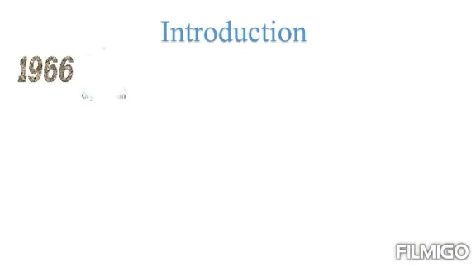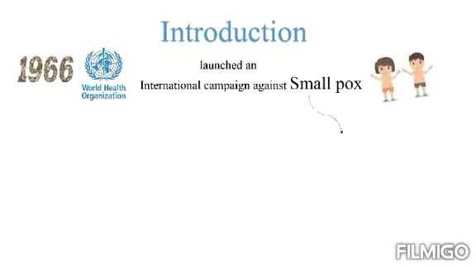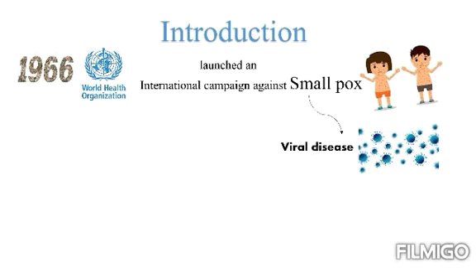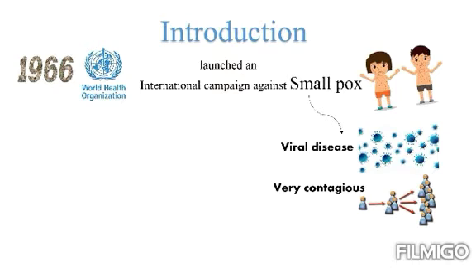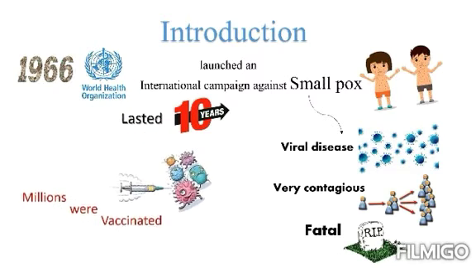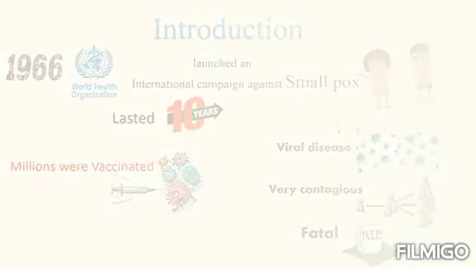In 1966, the World Health Organization launched an international campaign against smallpox. What is smallpox? Smallpox is a viral disease caused by a virus, and it is very contagious, so it can be transmitted among individuals rapidly, and it is fatal, it can lead to death. This campaign lasted for 10 years, where millions were vaccinated.